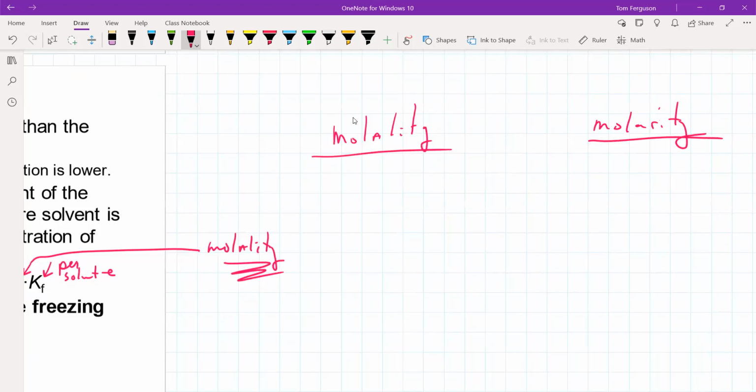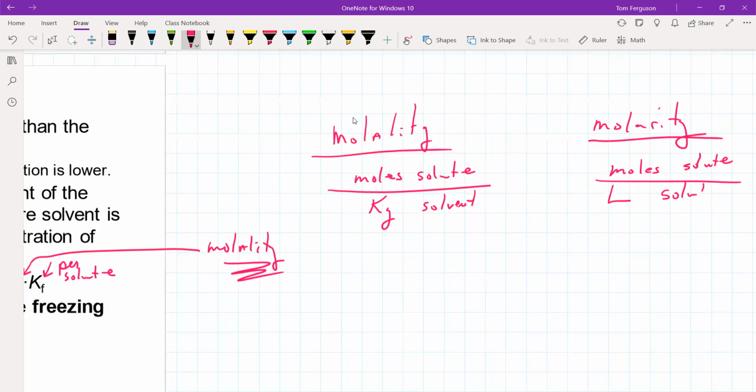Okay, molality again is moles of solute per kilogram of solvent. Molarity, as you already know, is moles per liter of solution, and the solution includes solute and solvent. Now, the big deal here is that molality uses mass, while molarity uses volume. Which of those two is temperature dependent?